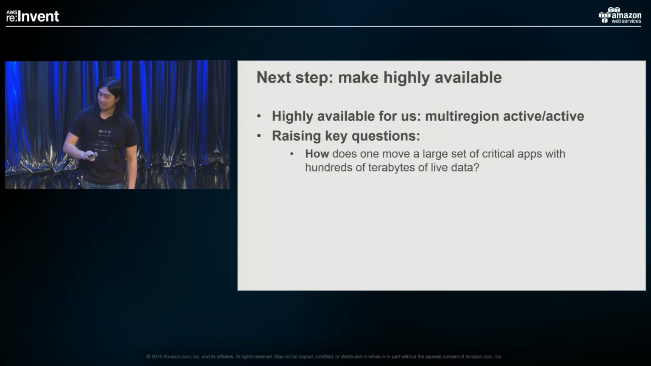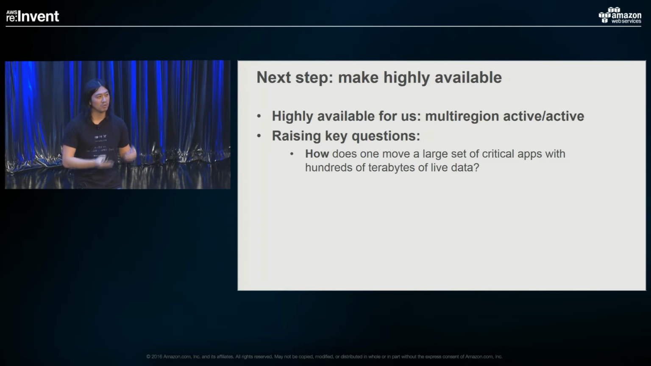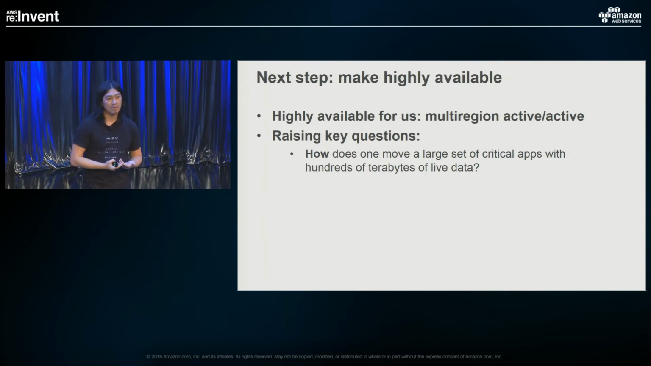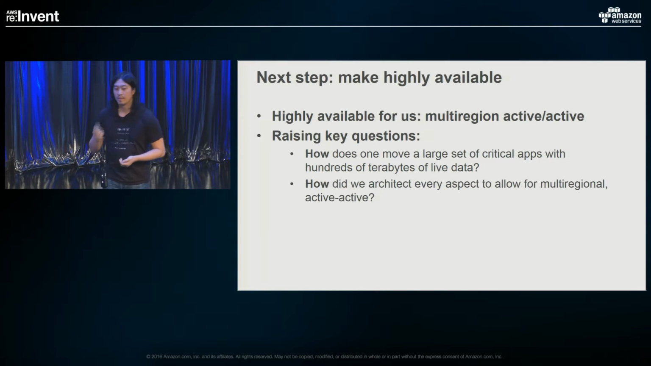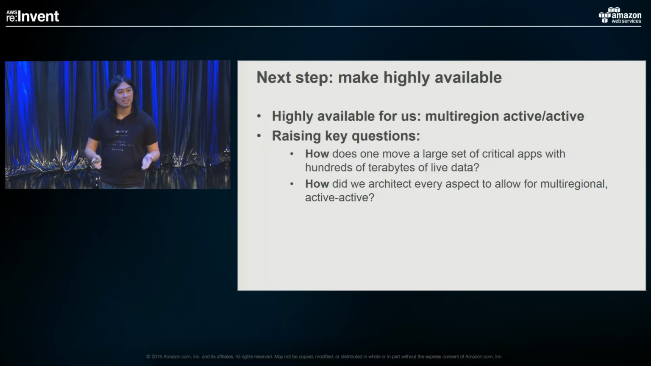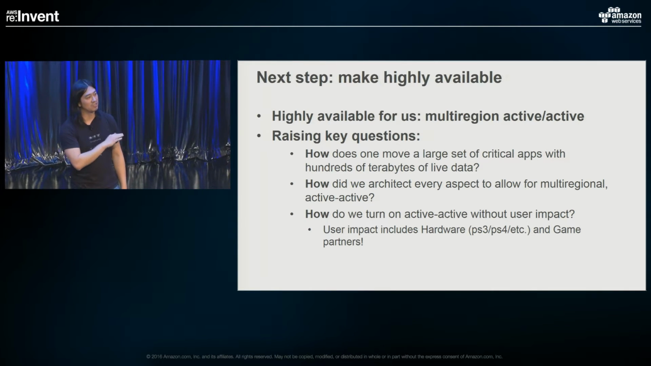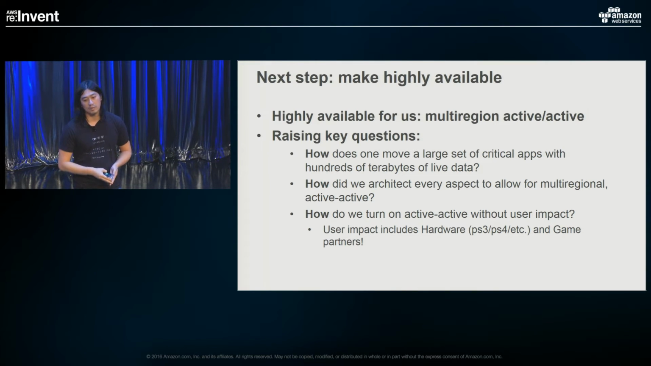And it really raises a lot of key questions. For example, how does one move such a large set of critical apps? Apps that are providing experiences for the store, for interacting with gamers, all these had to be moved, with hundreds of terabytes of live data. How do we architect every aspect of this to allow for it to be multi-region active-active? It introduces race conditions, all these different things we had to account for. And how do we do this without affecting users? We don't want to say, hey guys, you're not going to have PSN for a week while we're doing this. We need to make sure that it's done without them noticing.